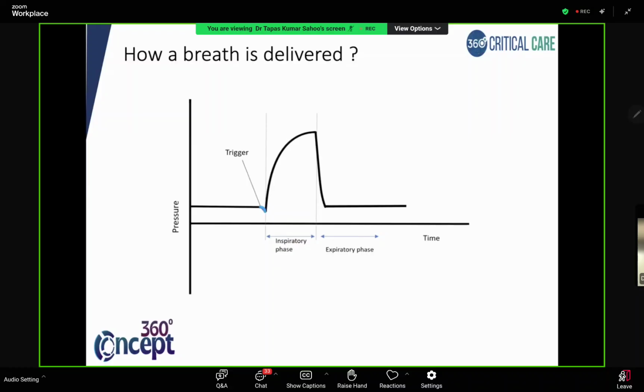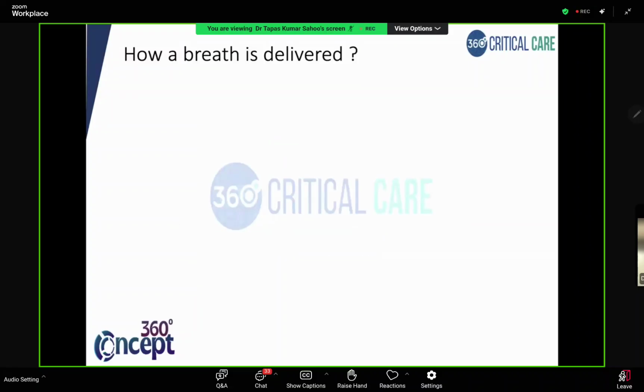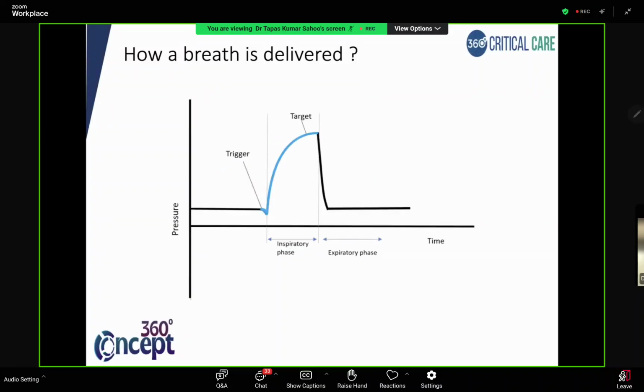So the blue mark is the trigger. The patient is trying to take the breath in, and that is actually triggering the ventilator to give the breath. Now, the trigger has already been given. The patient is trying to take the breath, but till what time, till what volume, till what pressure, that would depend on the target that we are fixing here. So the inspiratory phase will end when our target is fulfilled, whether it is volume or pressure.